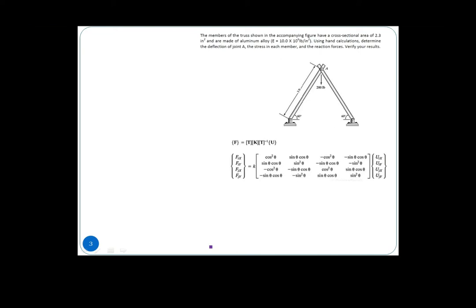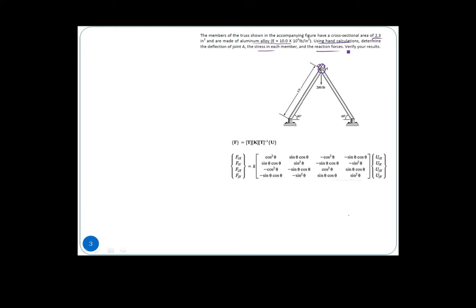Problem 2 is more towards truss systems. You have a cross-sectional area of 2.3, and the members are made of aluminum alloys. You are asked to use hand calculations to determine the deflection at this particular joint A, when a load of 200 pounds is applied at joint A itself. We are also asked to find the stress as well as the reaction force.